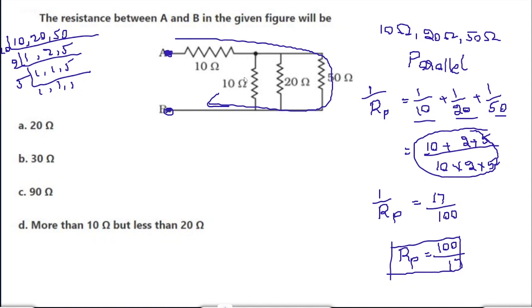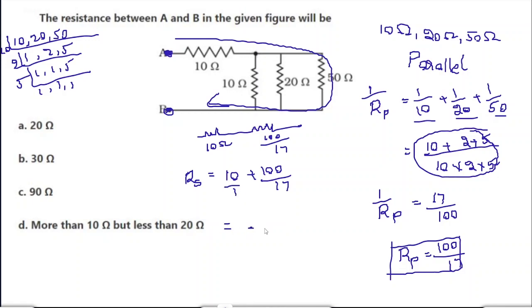Then what about the resistance in series? Here we have 10, and this is 100 by 17, isn't it? Now these two are in series combination. So I can find Rs equals, first, 10 plus 100 by 17. If you consider the denominator as 1, then the LCM will be 17, and 10 into 17 is 170, plus 100, that is nothing but 270 by 17.